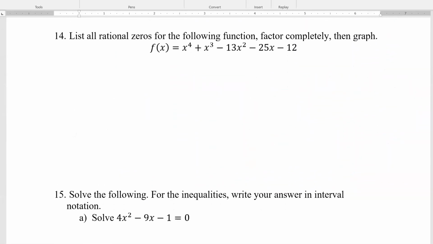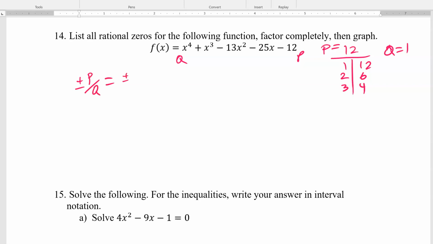List all the rational zeros, factor completely, and graph. All right, p's over q's. So p's and q's. Factors of 12: 1 and 12, 2 and 6, 3 and 4. Q is just 1. So all of our p's over q's would just be plus or minus 1, 2, 3, 4, 6, and 12.